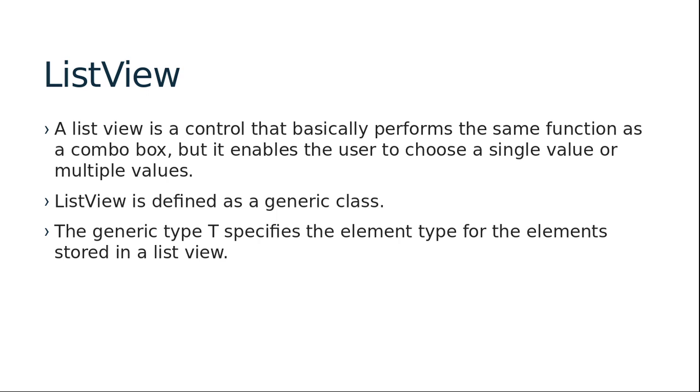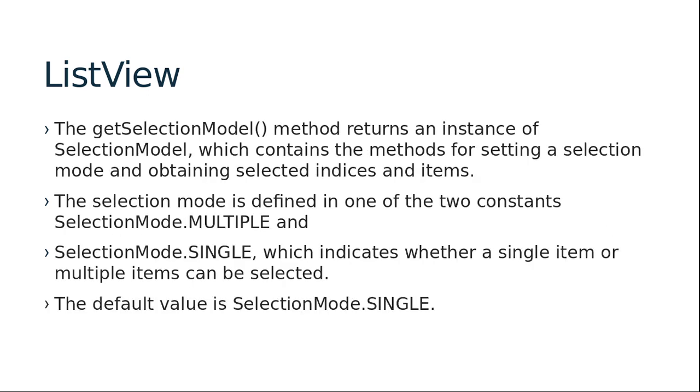Like combo box, list view is again a generic class. So you can have a list view for strings, for numbers, for other objects, anything. Now when you select one or multiple items from the list view, you can find those items in the selection model property. A selection model property is nothing but the object of the SelectionModel class, which actually contains the index values as well as the item values, so item text. And you can access those indices or the items from this selection model object.